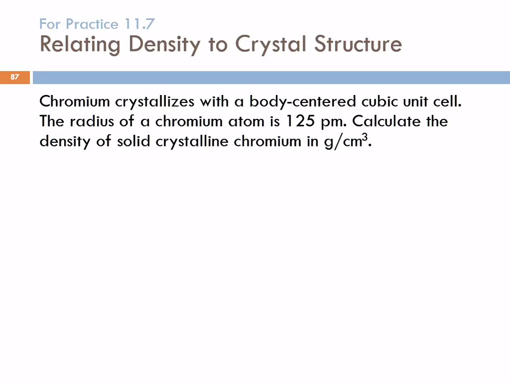So here's a problem that we could encounter in homework or on an exam. Chromium crystallizes with a body-centered cubic unit cell. The radius of a chromium atom is 125 picometers. Calculate the density of solid crystalline chromium in grams per cubic centimeter.